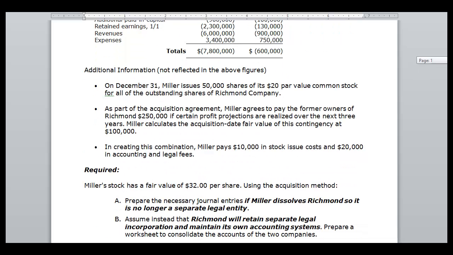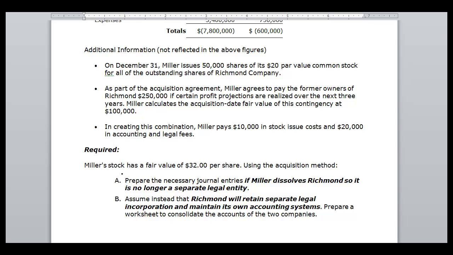Now, this problem has two parts to it. We'll talk about the parts down here, but a couple of additional pieces of information. In order to do this transaction, Miller issued 50,000 shares of stock. It's a $20 par. Again, par has no correlation to the market value of that stock, so we just use that to record the common stock, but then the paid-in capital will be in addition to this.